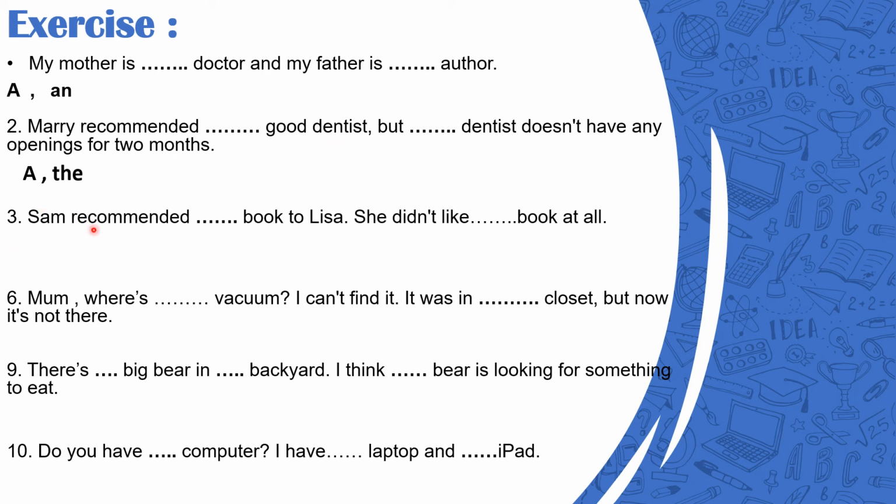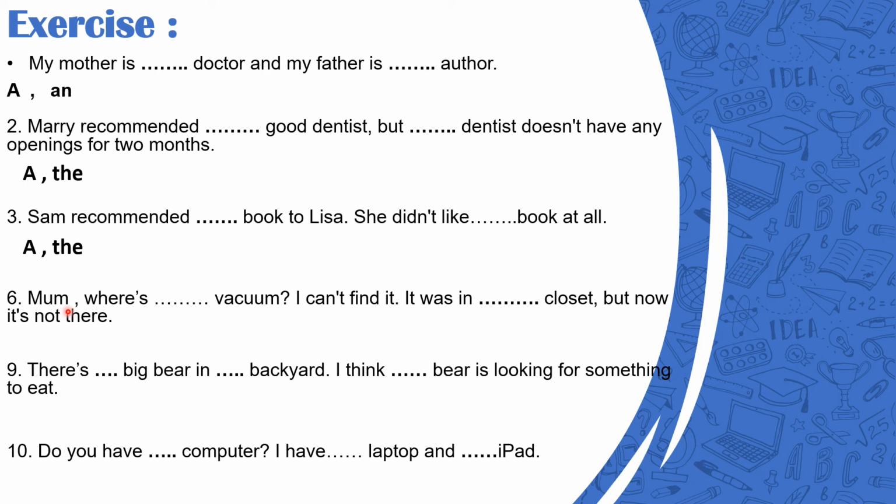Number 3: Sam recommended a book to Lisa. Book is mentioned for the first time, so we have to use a. She didn't like the book at all, because we mentioned it again in the second sentence.